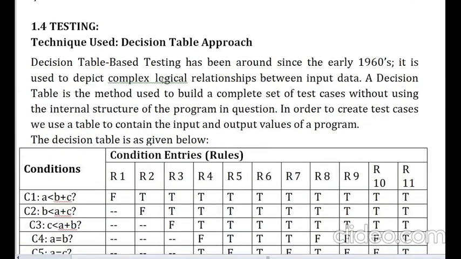Decision table testing has been around since the early 1960s. It is used to depict complex logical relationships between input data. A decision table is the method used to build a complete set of test cases without using the internal structure of the program in question. In order to create test cases, we use a table to contain the input and output values of a program.